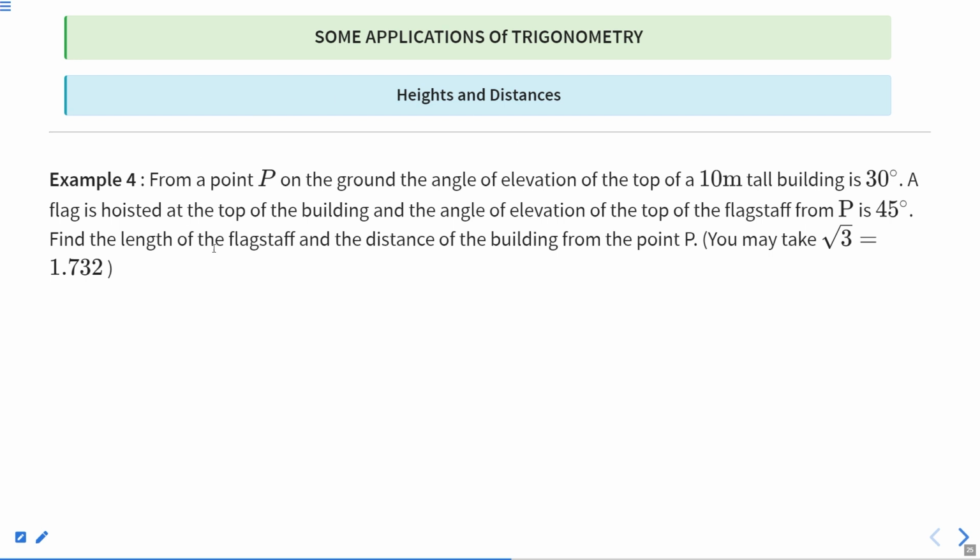Here we are given a point P on the ground, from which the angle of elevation of the top of a 10-meter tall building is 30 degree. A flag is hoisted at the top of the building, and the angle of elevation of the top of the flagstaff from point P is 45 degree. We basically have to find the length of the flagstaff and the distance of the building from the point P. Let us see how to solve it.